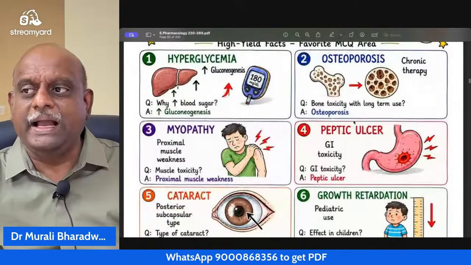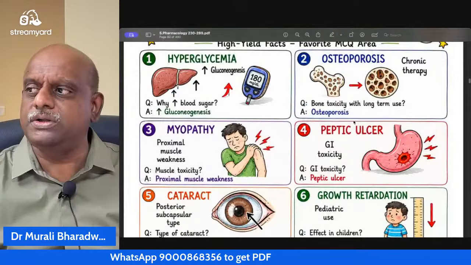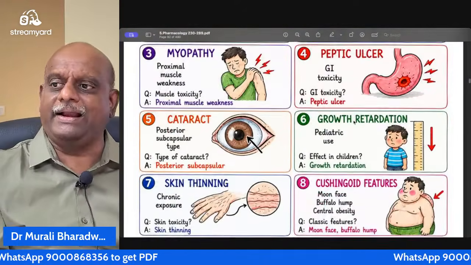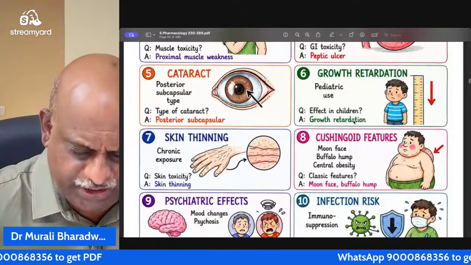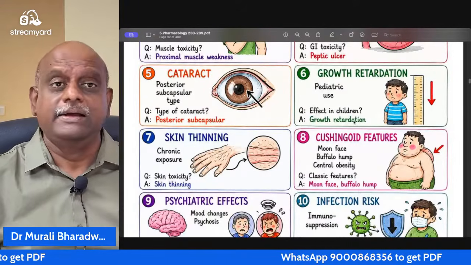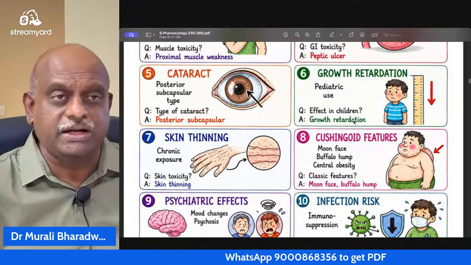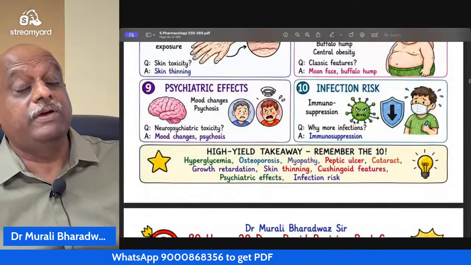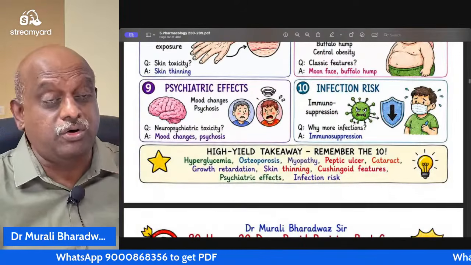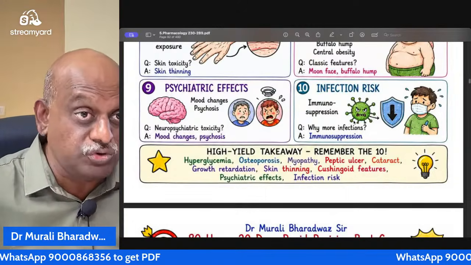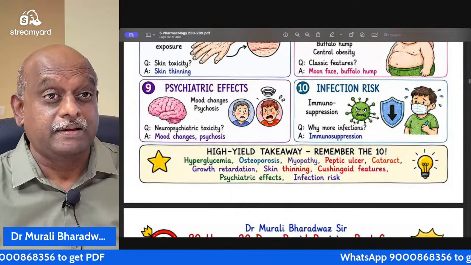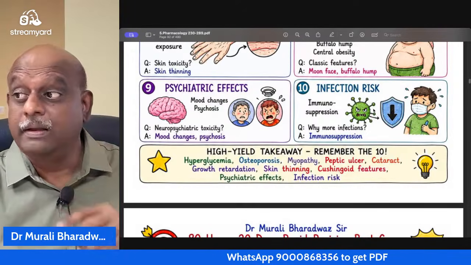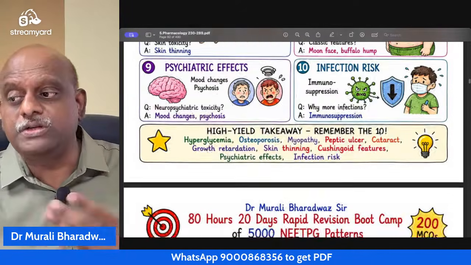Side effects: hyperglycemia. It increases the gluconeogenesis, osteoporosis, myopathy, peptic ulcer, cataract. What type of cataract? Posterior subcapsular cataract. It leads to growth retardation in children, thinning of the skin, Cushingoid features, and whenever you give steroid, it leads to steroid psychosis, mood changes, right? And it leads to immunosuppression.